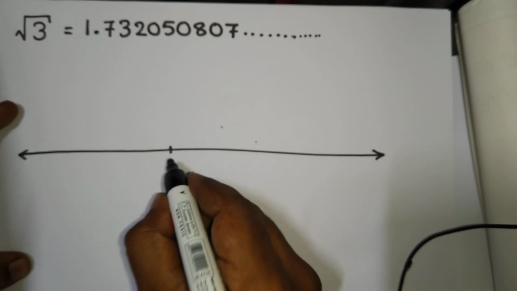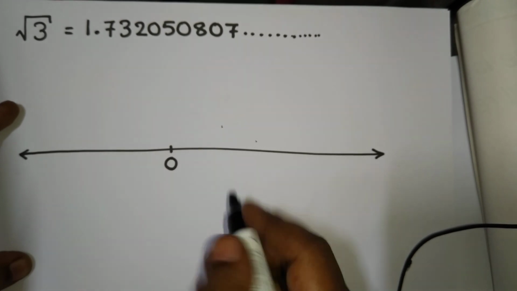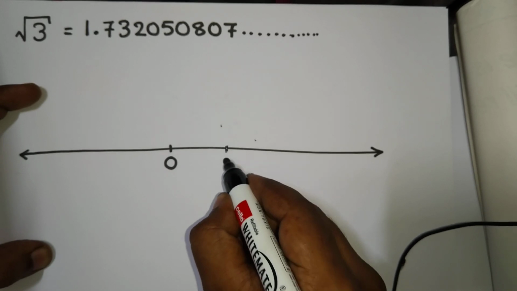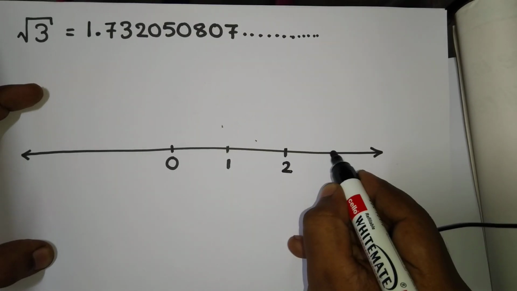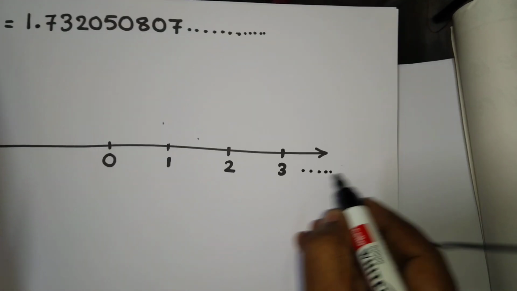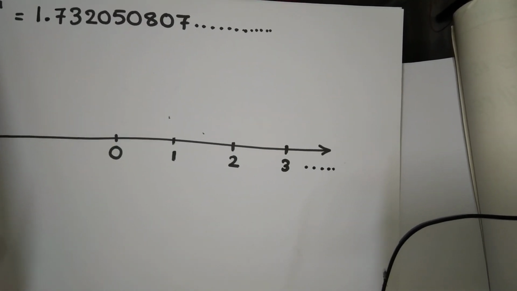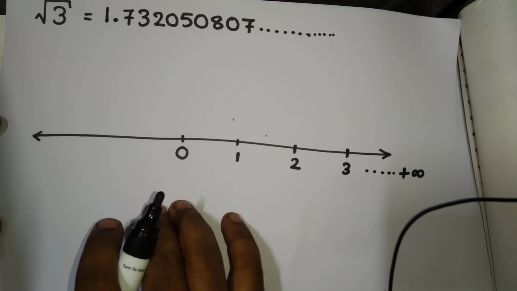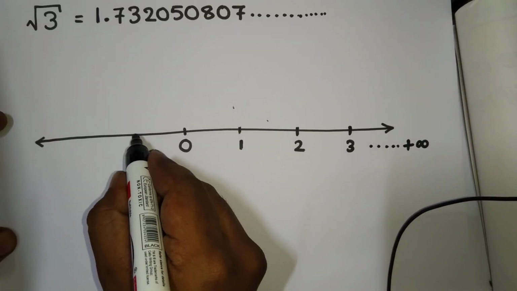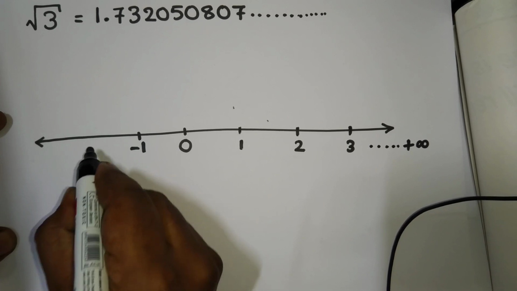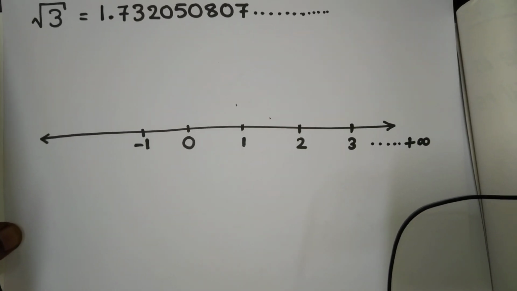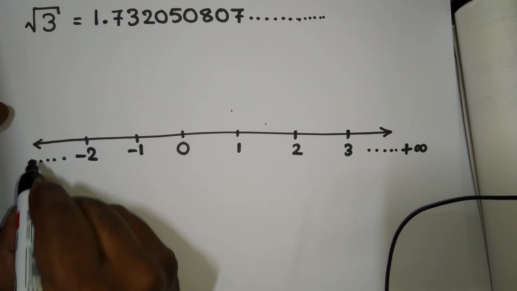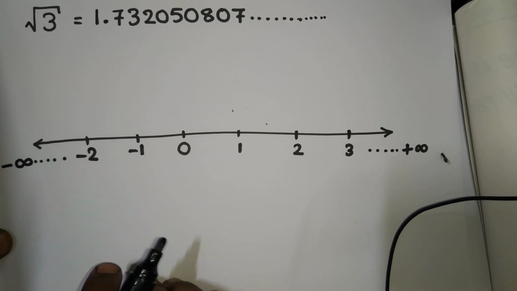So let me take again 0. 0 is neither positive integer nor negative integer, so let's take 1 and say 2, 3, and so on. This fellow is going until it reaches infinity, and towards the left-hand side my journey is going towards negative infinity.